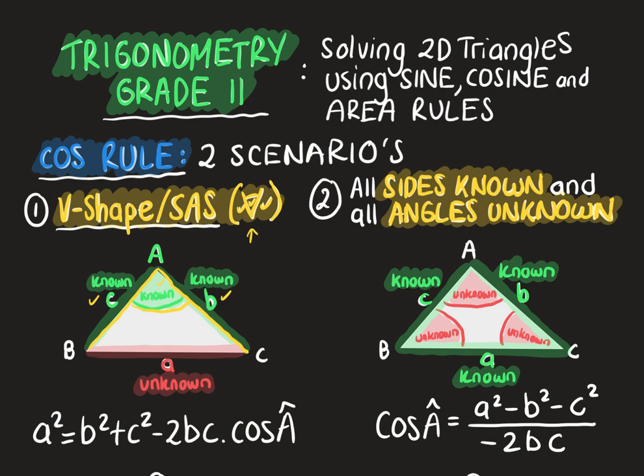The second scenario dealing with the COS rule is if all the sides are known and all the angles are unknown. So if you have this length, and this length, and you need to figure out an angle within your triangle, you can use the COS rule or cosine rule to work this out. What I've done here is I've basically taken cos A in this formula and made it the subject of the formula. So I've brought the b squared and c squared over, and then I divided through by minus 2bc, which gave me this result here. So that's just a quick way of knowing it's the same formula, just manipulated in a different way to solve for different things.